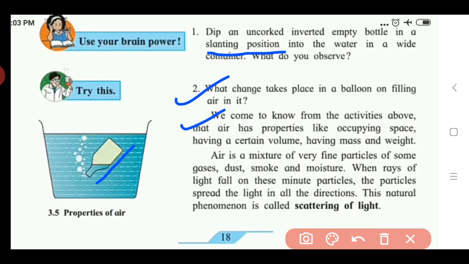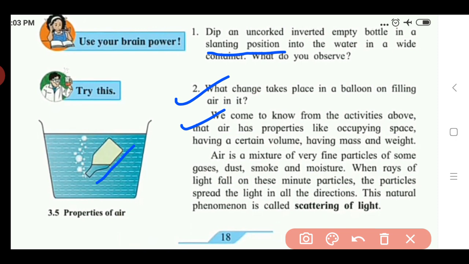So here up to this we see some activities in your textbook from page number 16, 17 and on page number 18. So by doing all these activities we learn about the properties of air. Which properties does air have? That is, air occupies space, means it requires space. Air also has certain volume and also it has mass and weight.